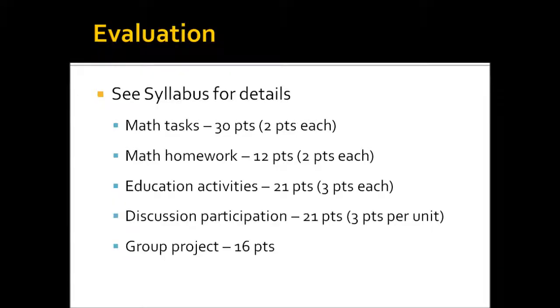And you might especially take a look at the evaluation portion of the syllabus where we talk about how your grade will be composed. There's going to be 100 points, and those will be made up of mathematics tasks, which are the math problems that happen during the unit, the mathematics homework, which are the problem sets that are due at the end of the unit, and then education activities, 21 points there. Those are the pedagogical things or student thinking kind of activities that we'll have you do, usually one each unit. And then discussion forum participation is important. That happens 3 points per unit, so just be involved in that for 21 points total. And then the group project, which will come at the end of the semester, that is 16 points, so that's a pretty important part of the course as well.